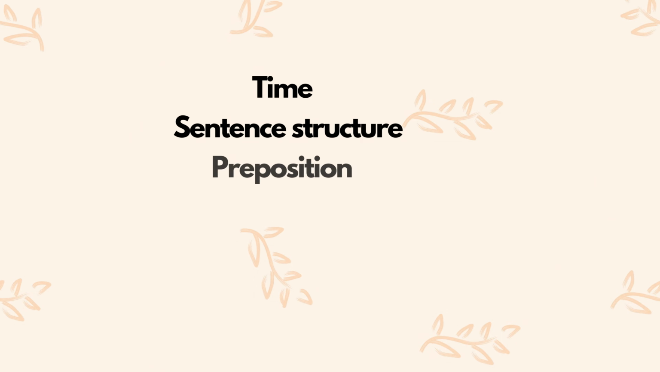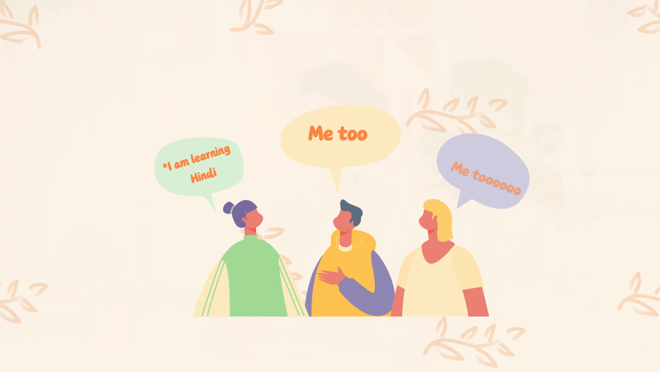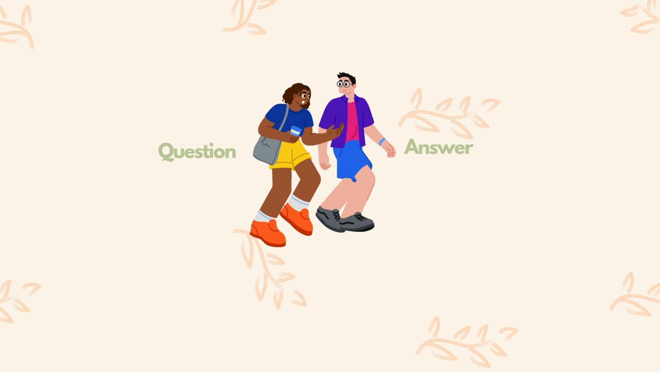Next thing is to include time, sentence structure, preposition, question forms, and pronouns. You actually want to sprint toward the question forms because once you have the question forms, then you can ask questions, you can reply to the question, and you can understand them, which is the first step towards reaching a conversation level, is to be able to answer a question and to be able to ask a question.